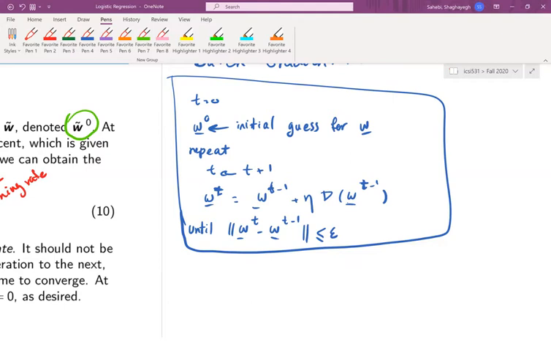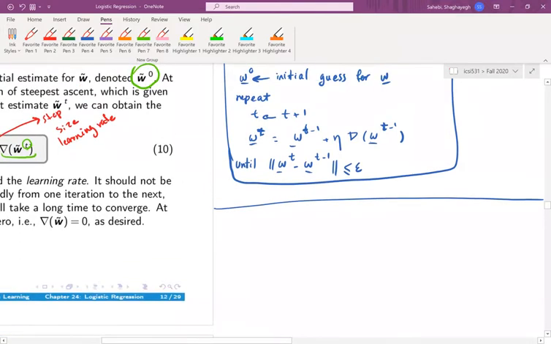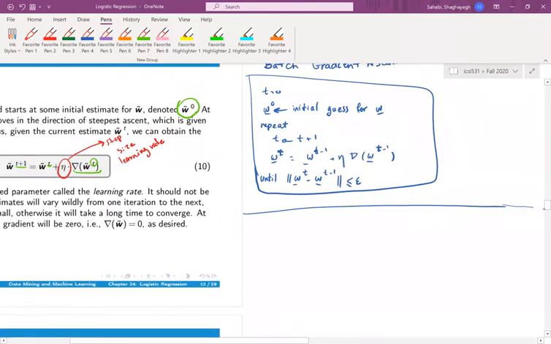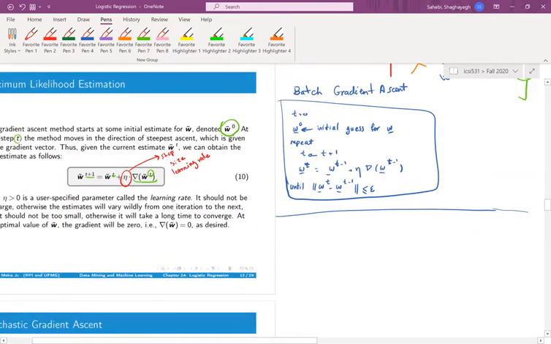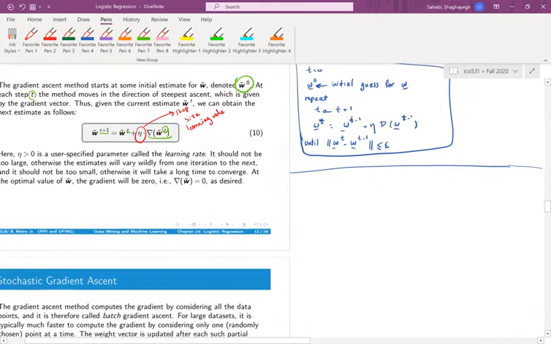Okay, so what is the direction of gradient? We haven't really done that yet, right? What is the gradient of our logarithm of likelihood function with respect to W, so that we can apply this method on that?